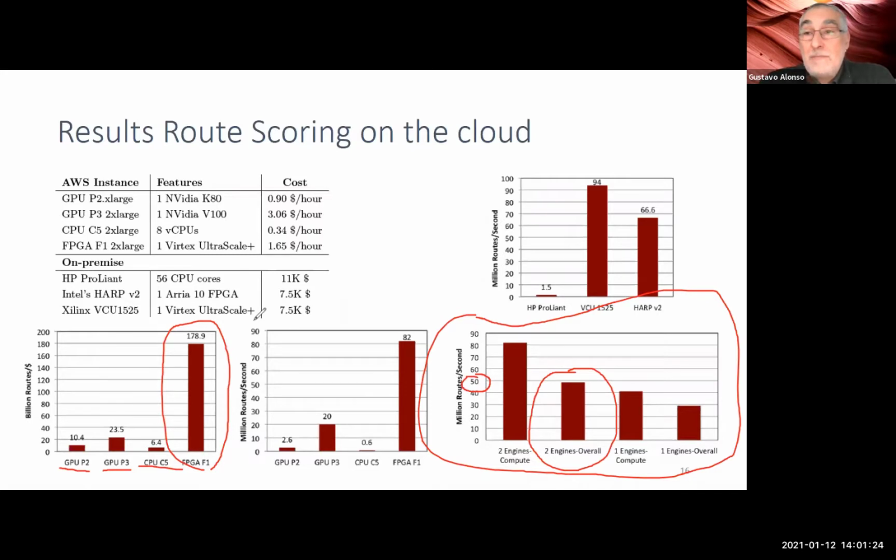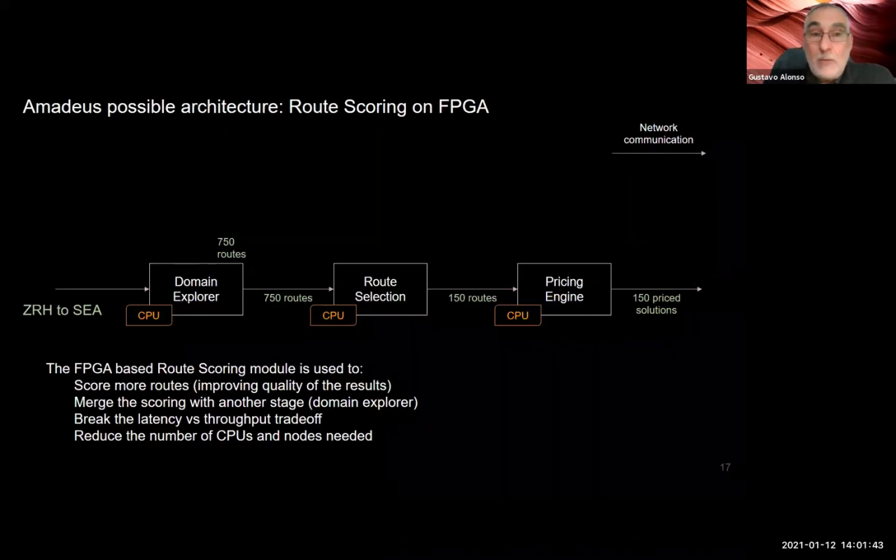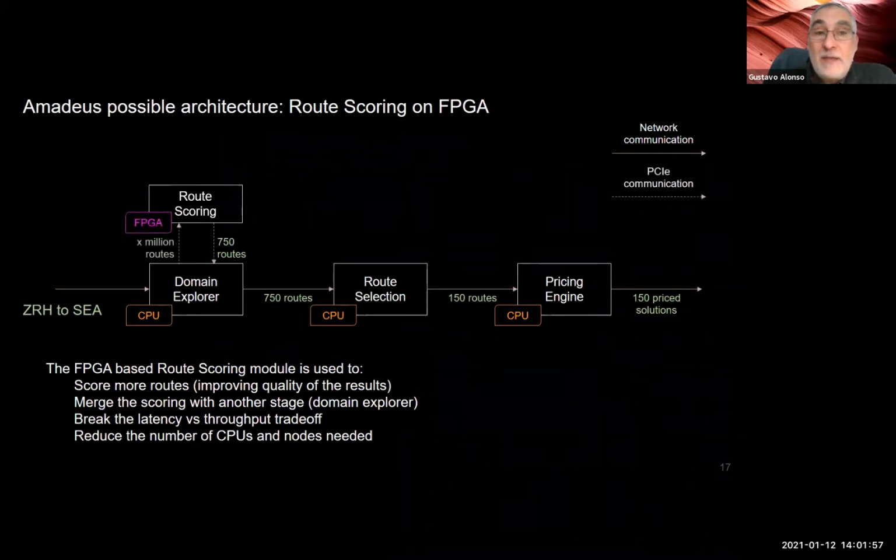So this is great. And the question is, well, you have proven that this is cheaper and has higher performance, so are you done? Well, this is actually not true. Once we have this result, you need to decide what you are going to do with it. Now that we have this component, the route selection running on FPGA, the question is where do we put it? One of the interesting things is to move it away from the route selection and put it together with the domain explorer. Why?